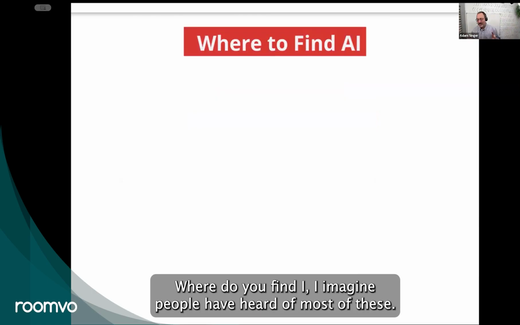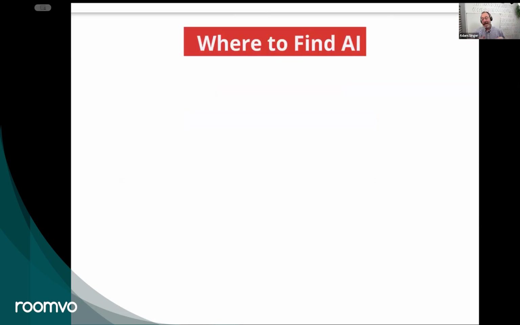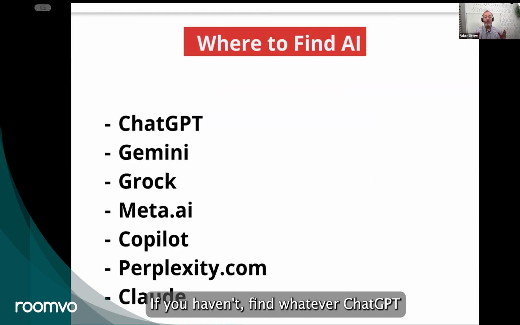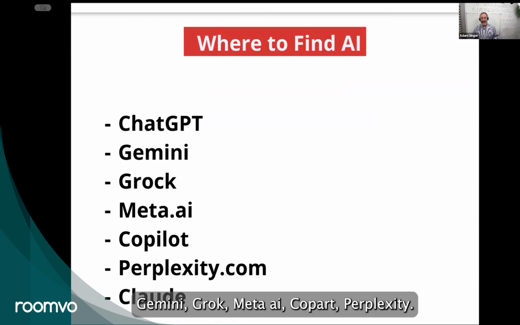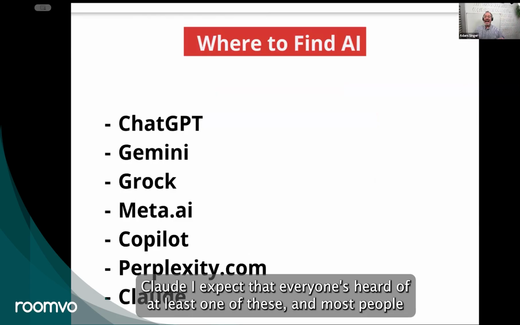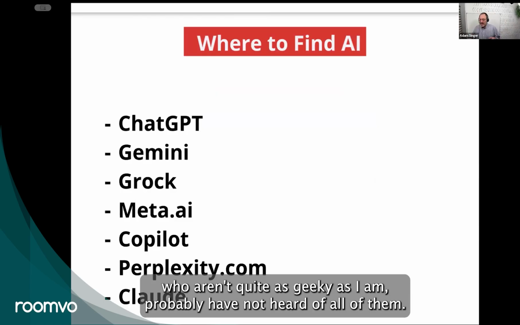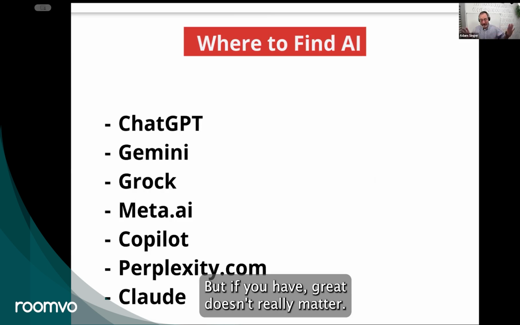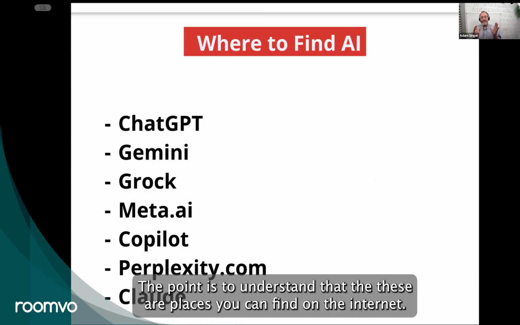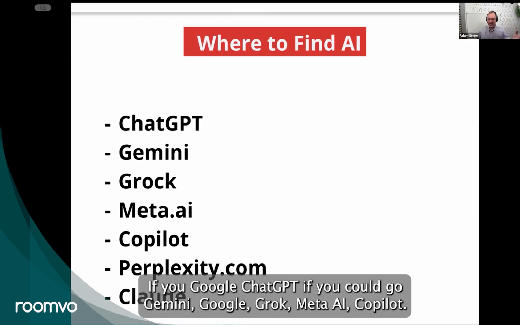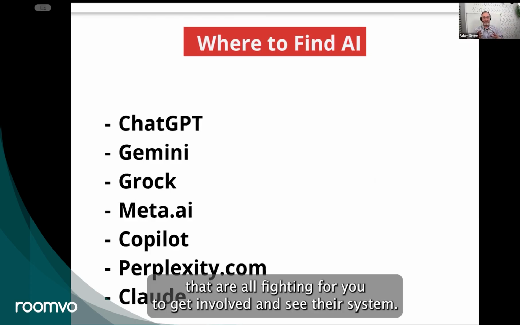Okay, where do you find AI? I imagine most people have heard of most of these. If you haven't, fine, whatever. ChatGPT, Gemini, Grok, Meta AI, Copilot, Perplexity, Claude. I expect that everyone's heard of at least one of these, and most people who aren't quite as geeky as I am probably have not heard of all of them. But if you have, great, it doesn't really matter. The point is to understand that these are places you can find on the internet. If you Google ChatGPT, Gemini, Grok, Meta AI, Copilot, there are places that are all fighting for you to get involved and see their system.